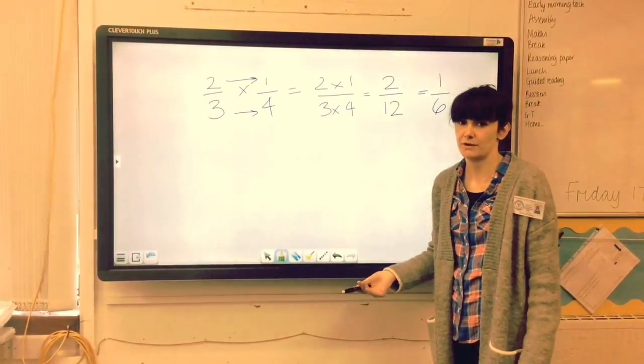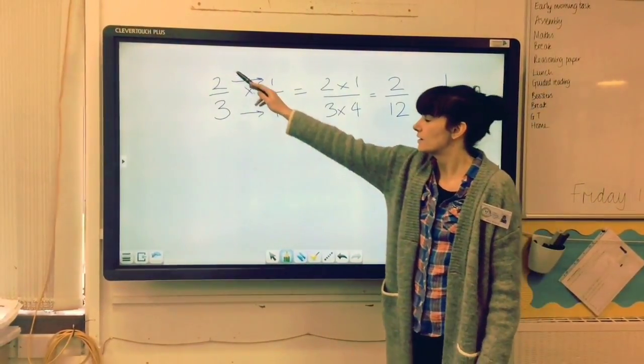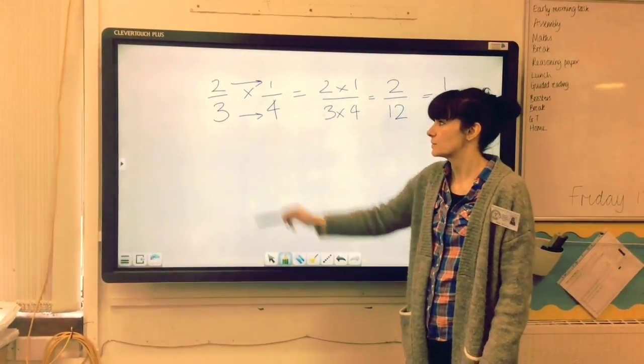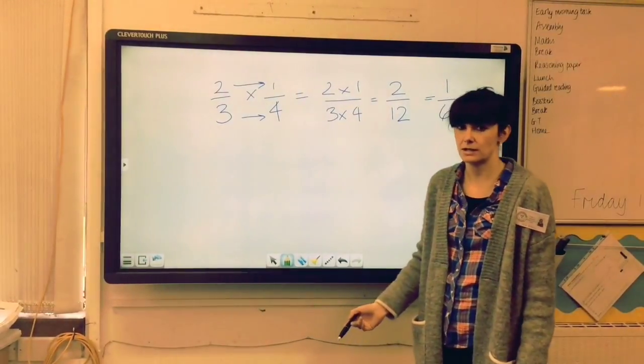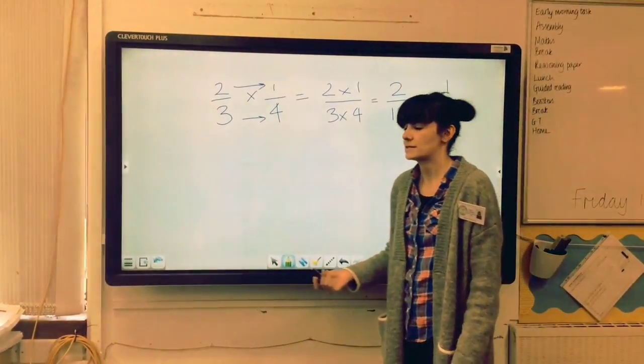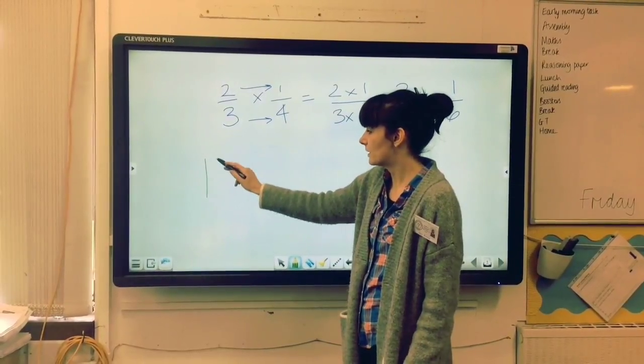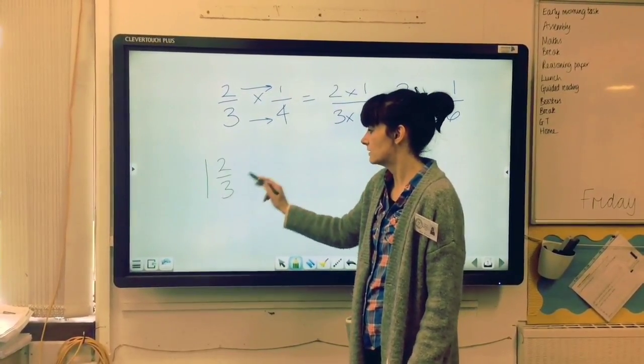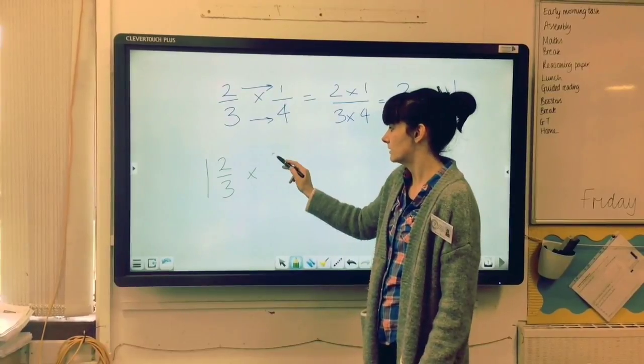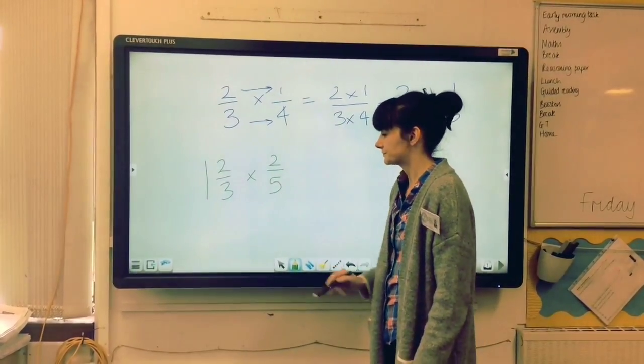So here we have multiplying fractions. As you can see, we have straightforward fractions with a numerator and a denominator. Sometimes what might come up on papers is having a mixed fraction. So for example, you might have 1 2/3 multiplied by 2/5.